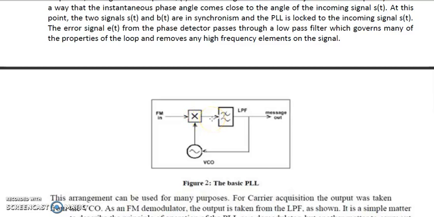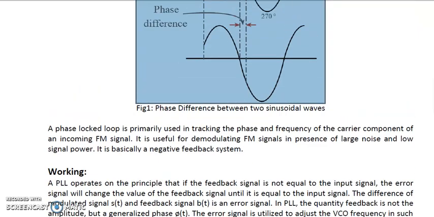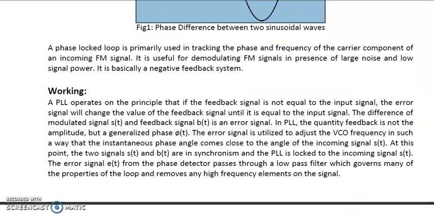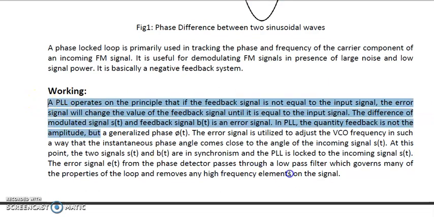Okay, so I think now you are able to understand how this basic block diagram of the phase locked loop is a negative feedback diagram. Now we have to understand the working. How does it work? It works on the principle that if the feedback signal is not equal to the input signal, the error signal will change the value of the feedback signal until it is equal to the input signal.